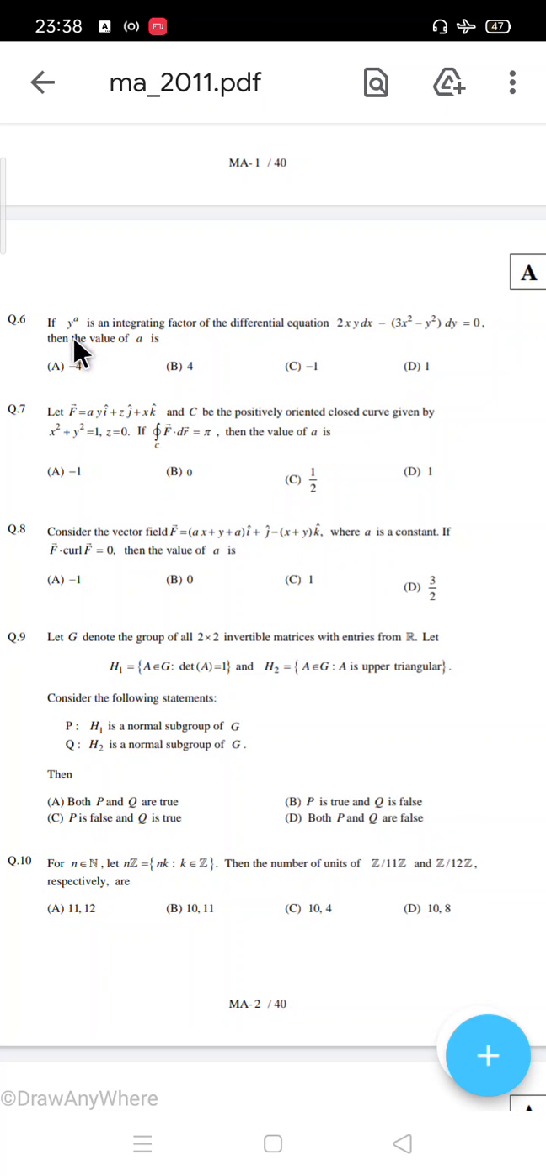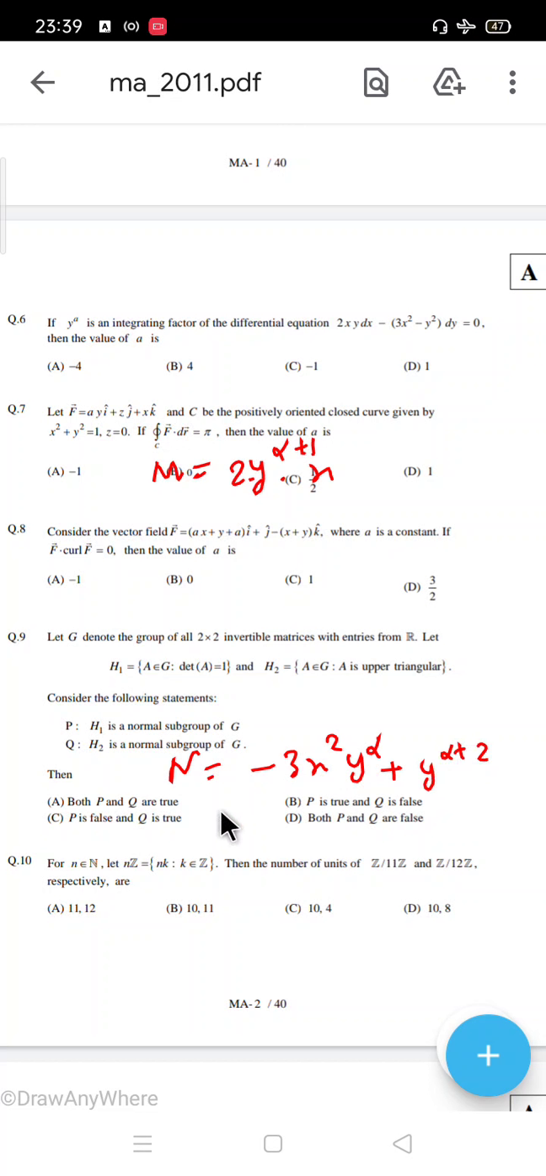Okay, let y raised to alpha be the integrating factor of the differential equation. So what is the alpha? There are 4 options, yeah, that is easy. See, let us start with the first one. So what will be my m? M will be y raised to alpha plus 1 into 2 y raised to alpha into x. This is m. And what is n? N is minus 3 x square y raised to alpha plus y raised to alpha plus 2.